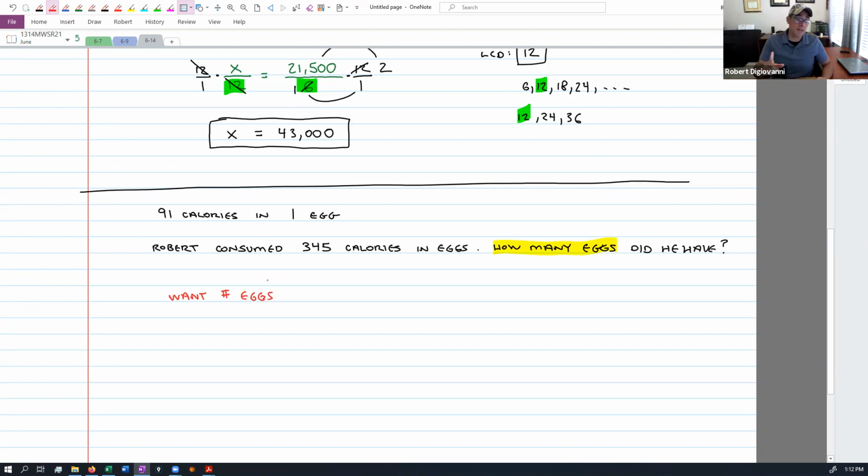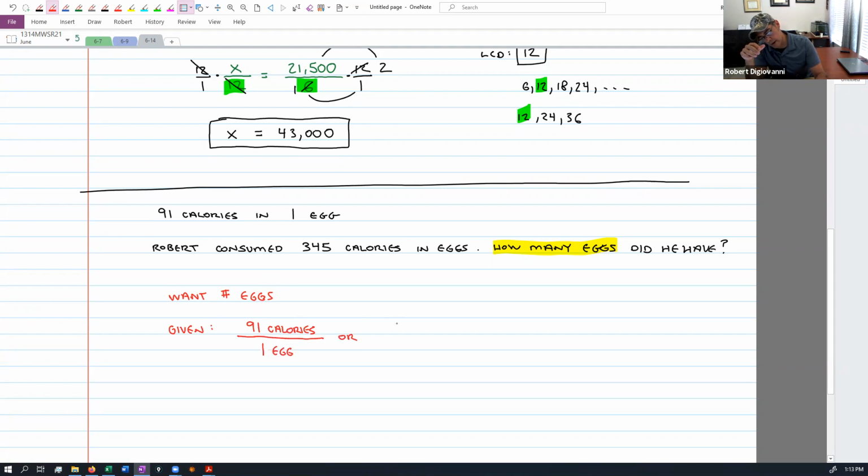And what that tells me is that when I set up my proportion, my number of eggs is going to be on top, okay? My number of eggs is always going to be on top. I'm given a ratio or a proportion. The proportion is that there are 91 calories in one egg.